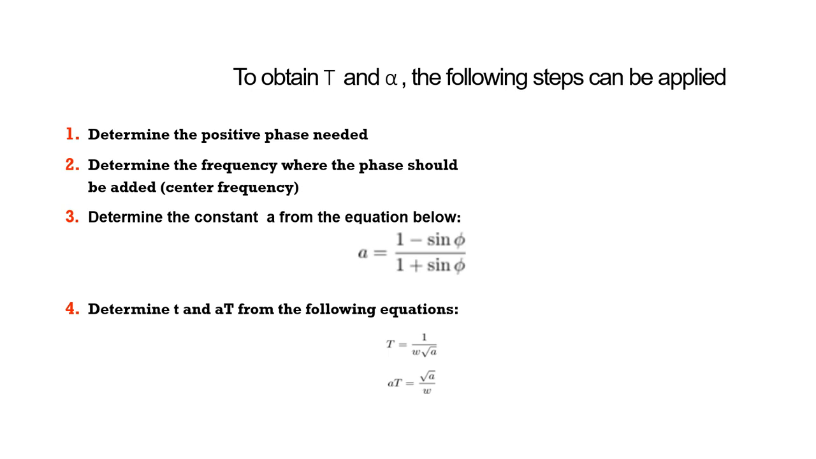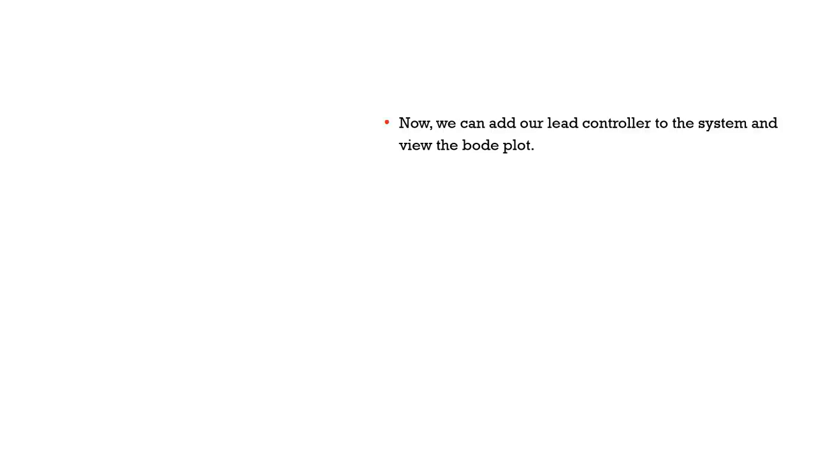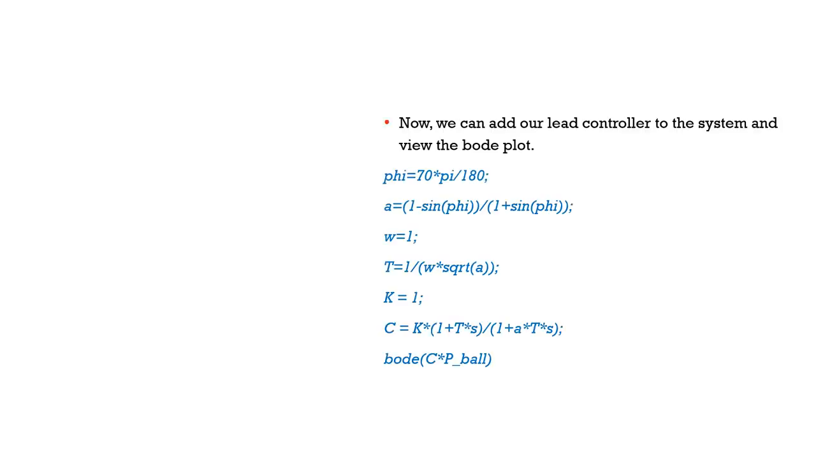Whereas a0 is equal to root a by omega. By assuming our phase margin to be 70 degrees and center frequency of 1, the a0 value will be around 0.176 and the value of T will be around 5.67. Now we can add a lead controller to the system and view the Bode plot.